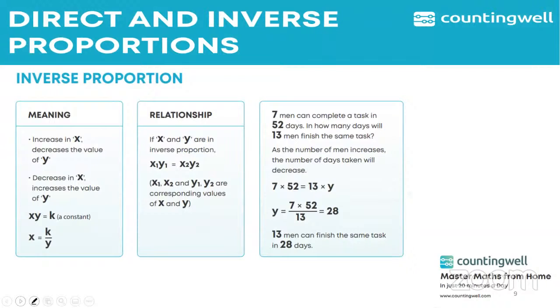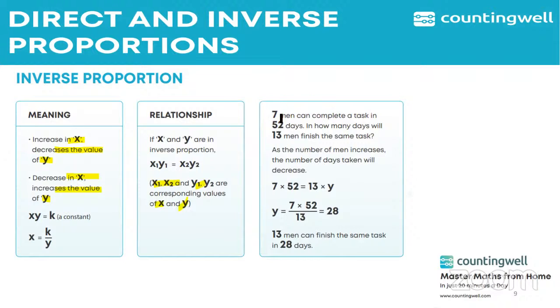Let us see what is inverse proportion. Inverse proportion means an increase in one variable's value will result in a decrease in the value of the other variable, or the decrease will result in an increase of the other value. So here we have xy equals k, or x equals k upon y. So the relationship between the values of quantities in inverse proportion is x1 y1 equals x2 y2, where x1 and x2 are corresponding values of x, and y1 and y2 are corresponding values of y.